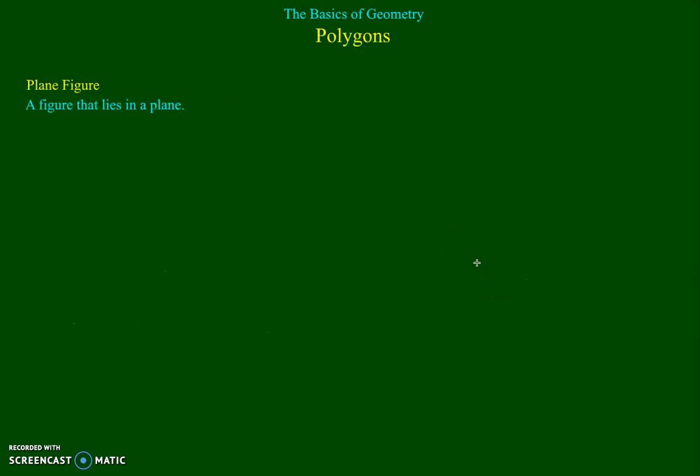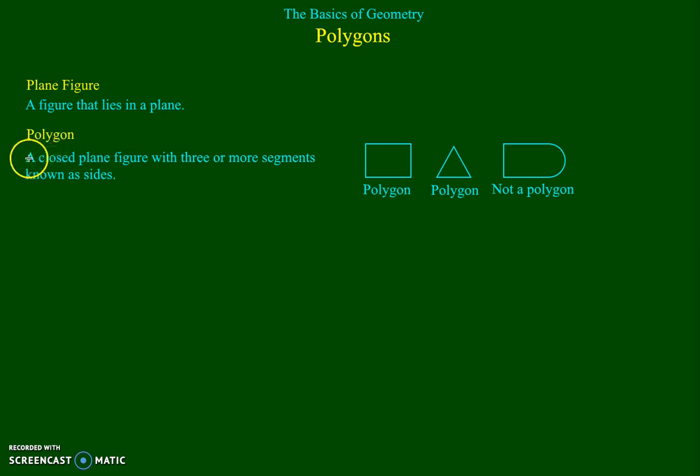Our next topic moves us out of the world of points, lines, planes, very simple things, to a slightly more complicated thing called a polygon. And the first thing we're going to look at is what's known as a plane figure. Any figure that's drawn in a plane or a two-dimensional flat surface is called a plane figure, a figure that lies in a plane. Now, we're going to look at the idea of polygons. A polygon is nothing more than a closed plane figure with 3 or more segments known as sides.